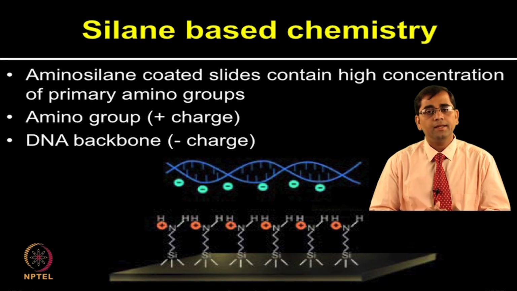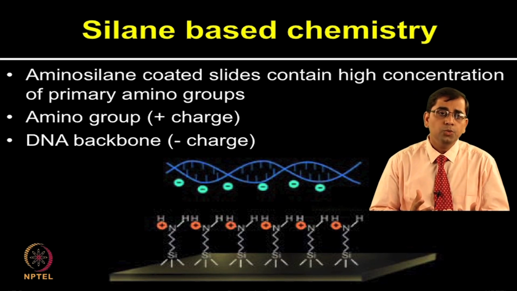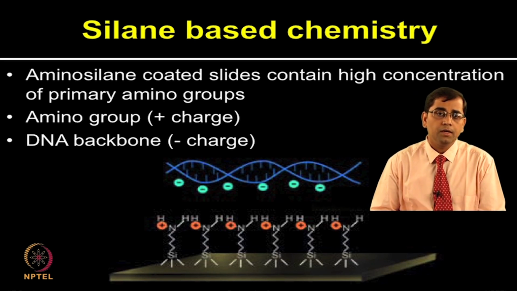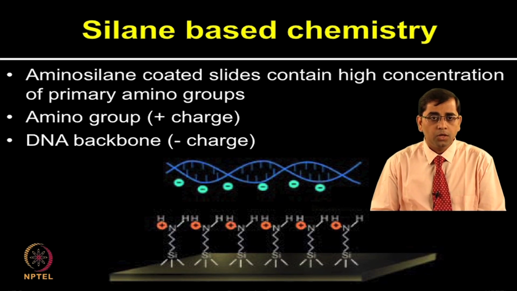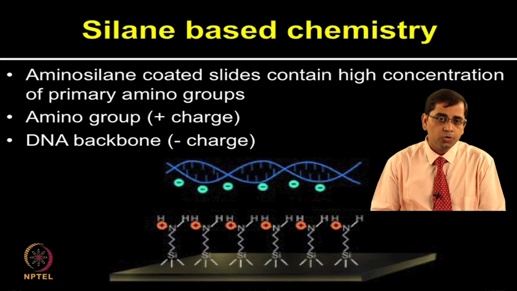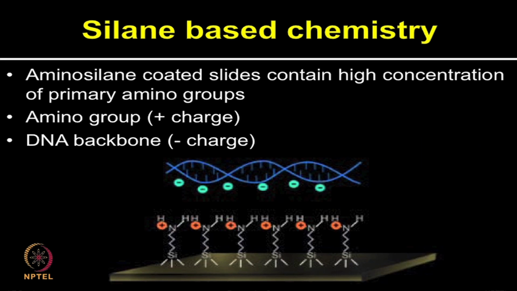One question that may arise is why should we use this chemistry? Amino groups provide a positive charge. When placed in contact with a neutral aqueous solution, the groups become positively charged. As you know, the DNA backbone possesses a negative charge. So, the DNA backbone forms multiple ionic interactions with the positively charged amino group coating, as you can see in this glass slide.